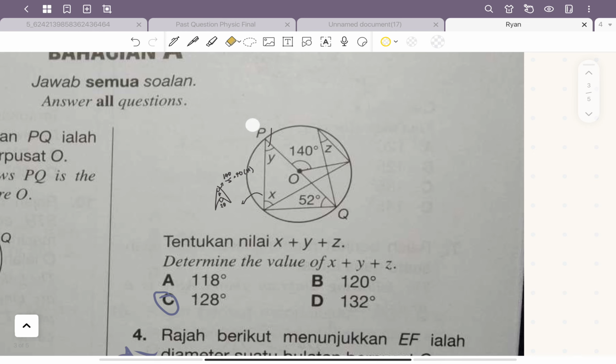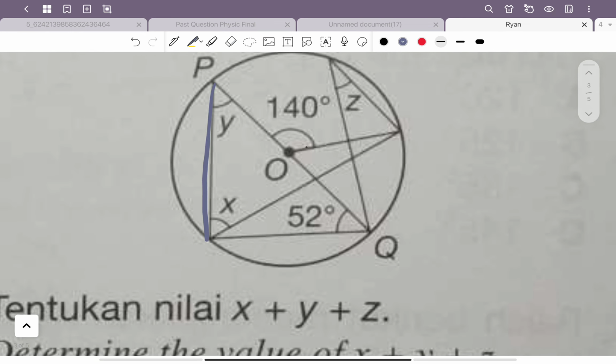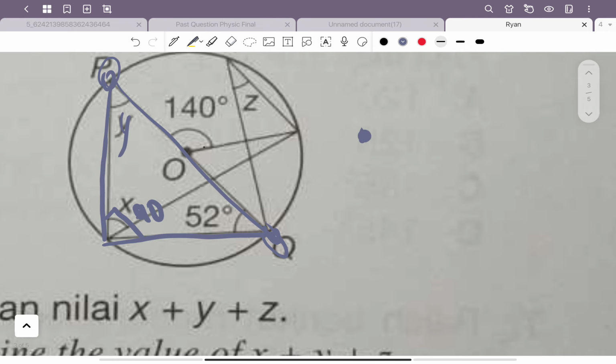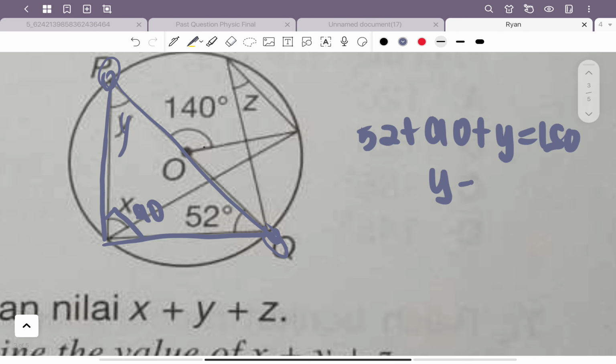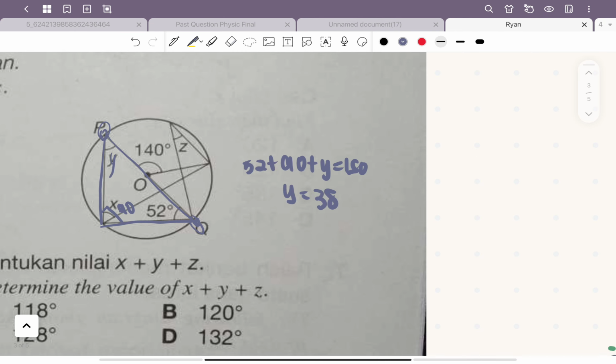So you only need to use your knowledge from chapter 3. Okay, so for x, what you know here is since the edge of the line is connected to the edge of the circle, you know automatically this one is 90. Immediately you can find y. So 52 plus 90 plus y equals 180. Do the algebra and you get the value of y, which is 38 if I'm not wrong.